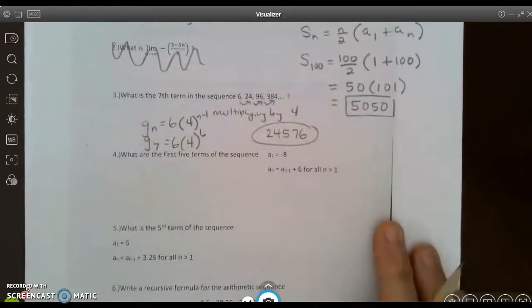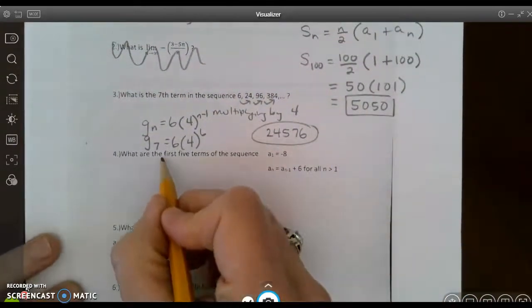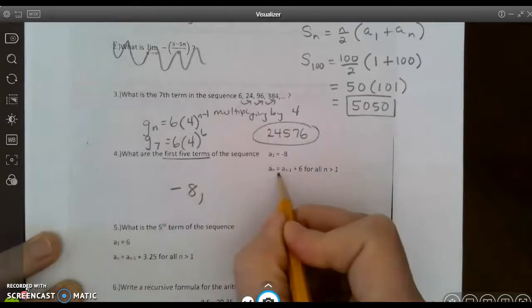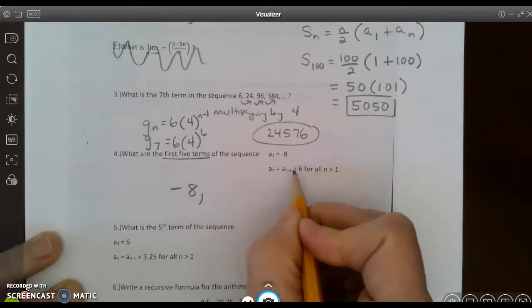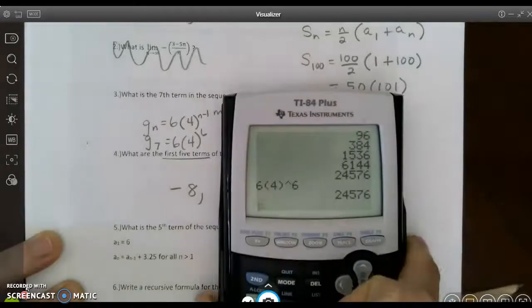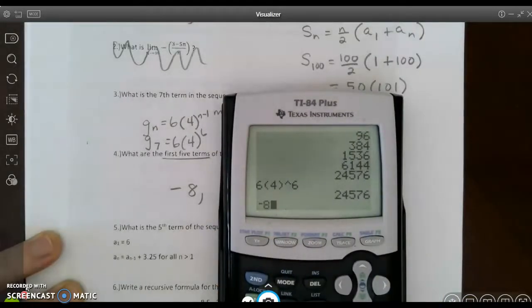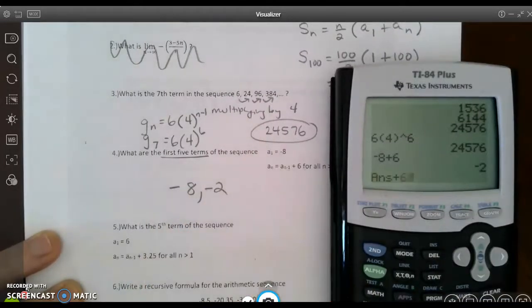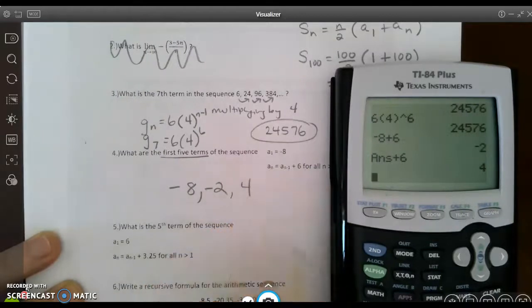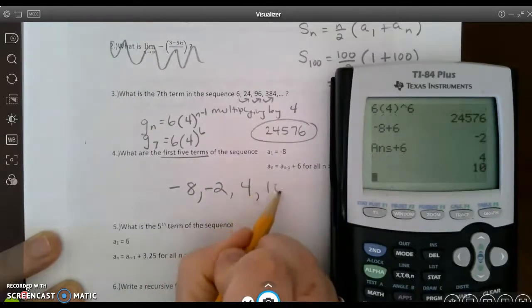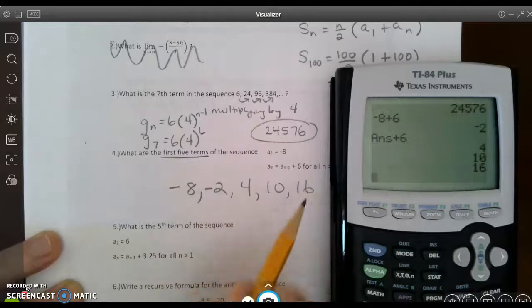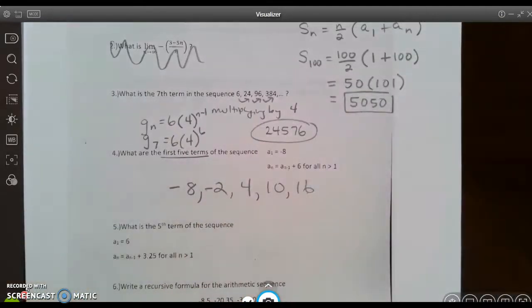Let's go on to number 4. What are the first 5 terms of this sequence? The first term is negative 8. It says take the previous term and add 6. So negative 8, if I need to use my calculator, I can. Negative 8, add 6, I get negative 2. Add 6, I get 4. 10, 16. 1, 2, 3, 4, 5. There we go.